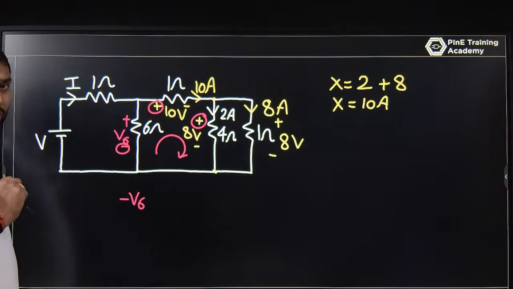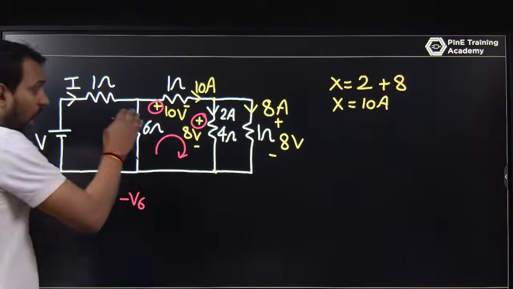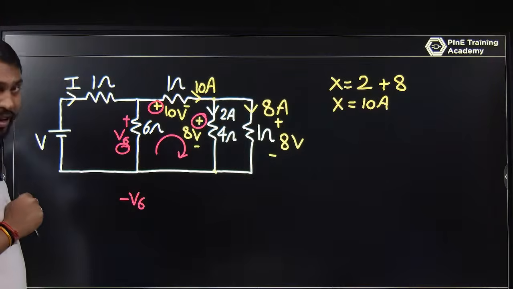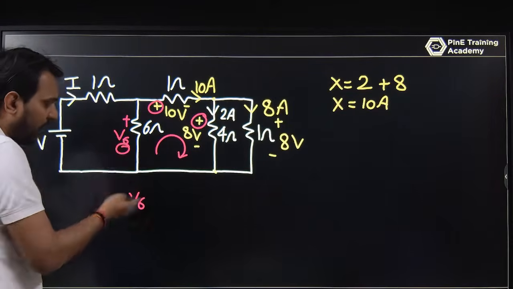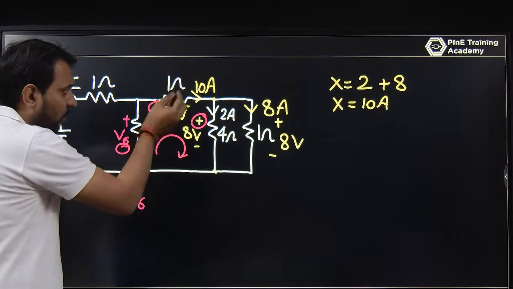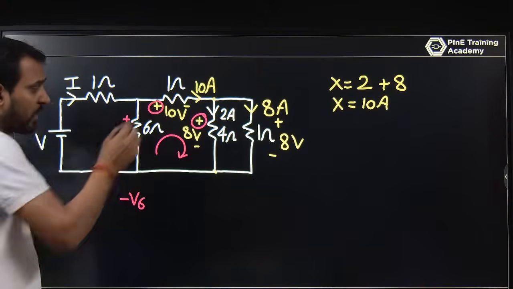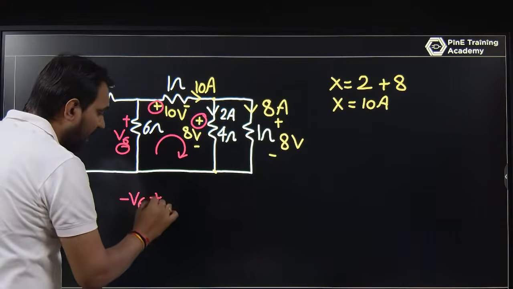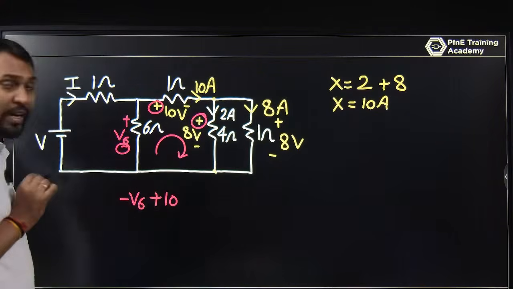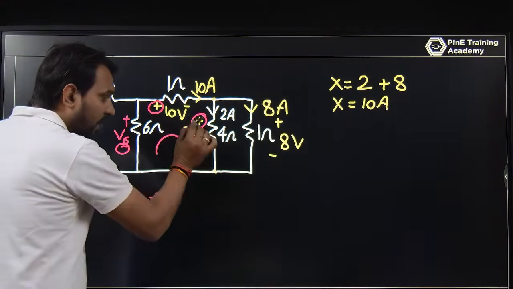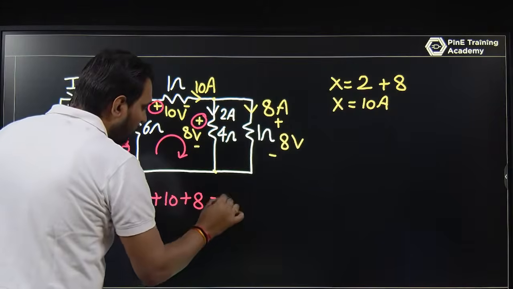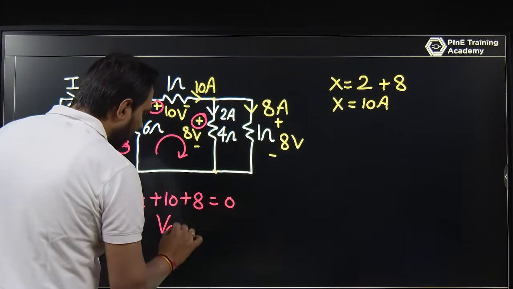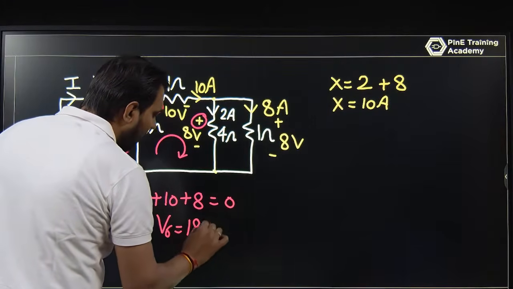It depends on you what convention you use for KVL. I am using the first sign. Minus V6 for V6. For the 10 volt branch the first sign is plus, so I write plus 10 volt. For the branch with 8 volt the first sign is plus, so I write plus 8. So V6 is 18 volt.